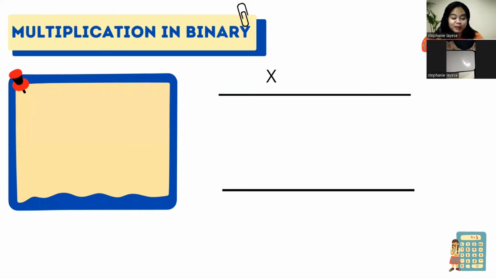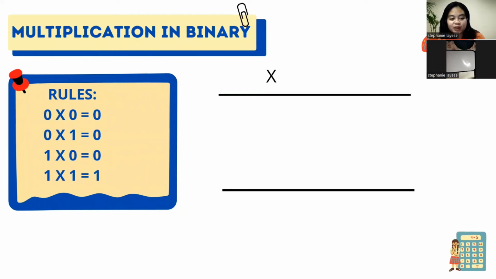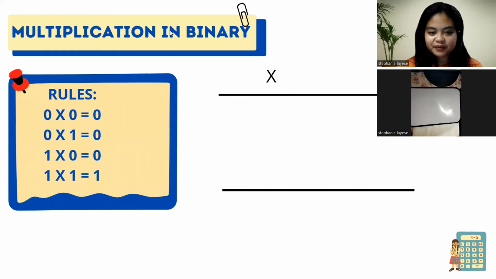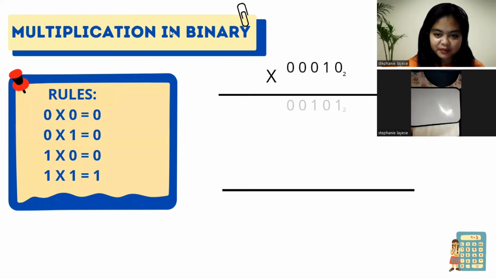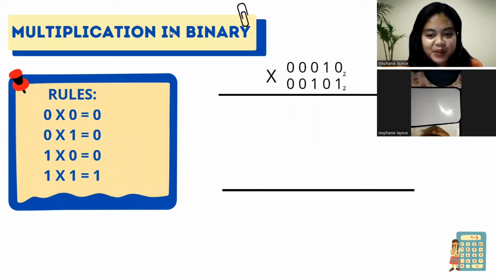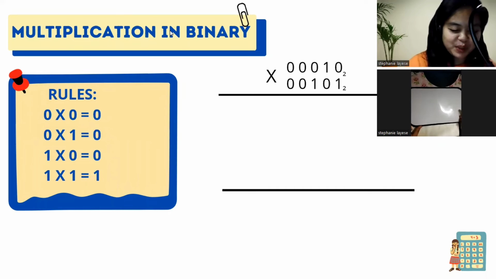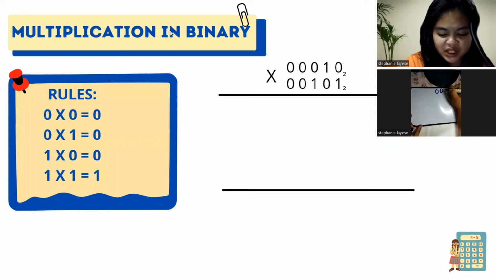Now let's welcome to multiplication in binary. We have the rules of 0 times 0 equals 0, 0 times 1 equals 0, 1 times 0 equals 0, and 1 times 1 equals 1. Let's solve. We have the value here, 00010 subscript of 2, multiplied by 00101 subscript of 2. Bear with me because this one is going to be very long. Not so long, but an easy equation. It's just that we have a lot of multipliers.